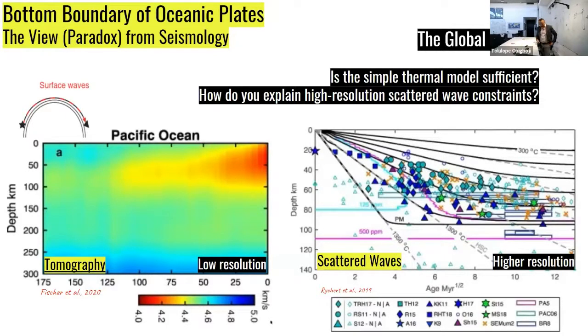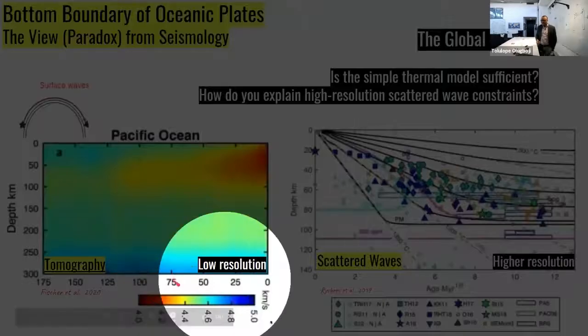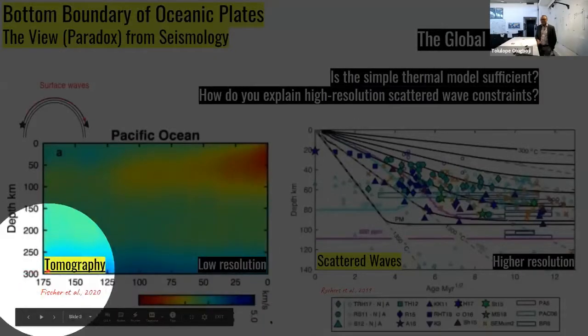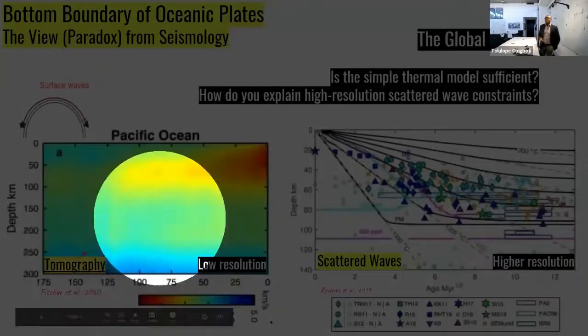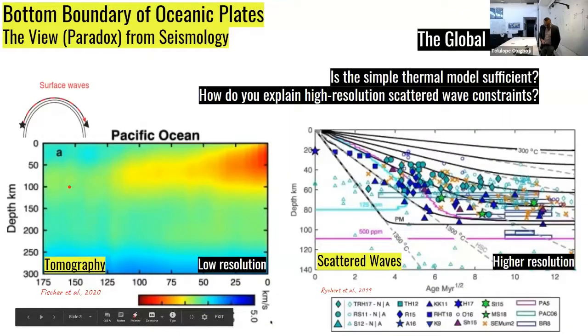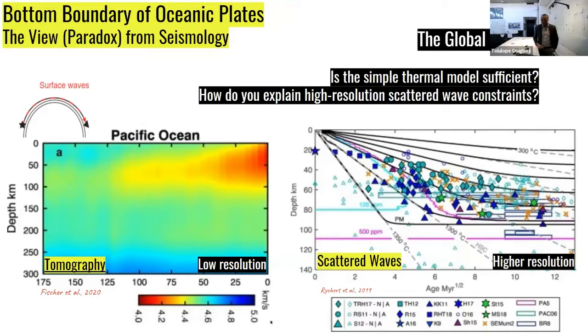On the left, one might say that's a low resolution view, essentially a slice through the Pacific Ocean, from young oceans all the way to old oceans, looking down 0 to 300 kilometers. And the view from tomography or surface-based dispersion is not contradictory to our understanding of thermal evolution. At young oceans, you have low velocities. At old oceans, you have faster velocities. The transition is smooth, is gradational. It kind of fits with what we think we know.